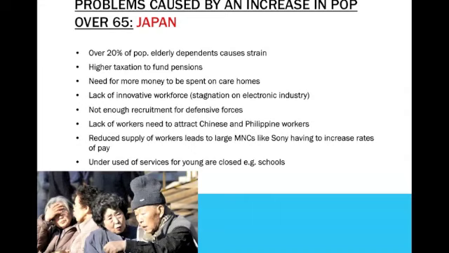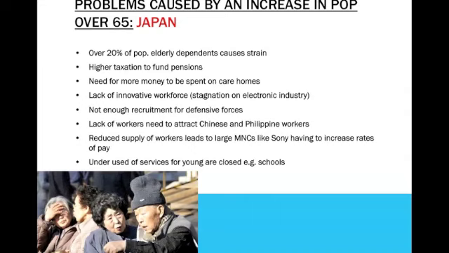Also, there won't be many workers, so there'll be a lot of jobs. So there's a lack of workers, because there are more jobs than there are people working. So you need to attract foreign workers, such as Chinese workers or Filipino workers. Since there's a reduced supply of workers, it will lead to large MNCs, which means multinational corporations, like Sony, having to increase wages, which is not really a good thing for them.